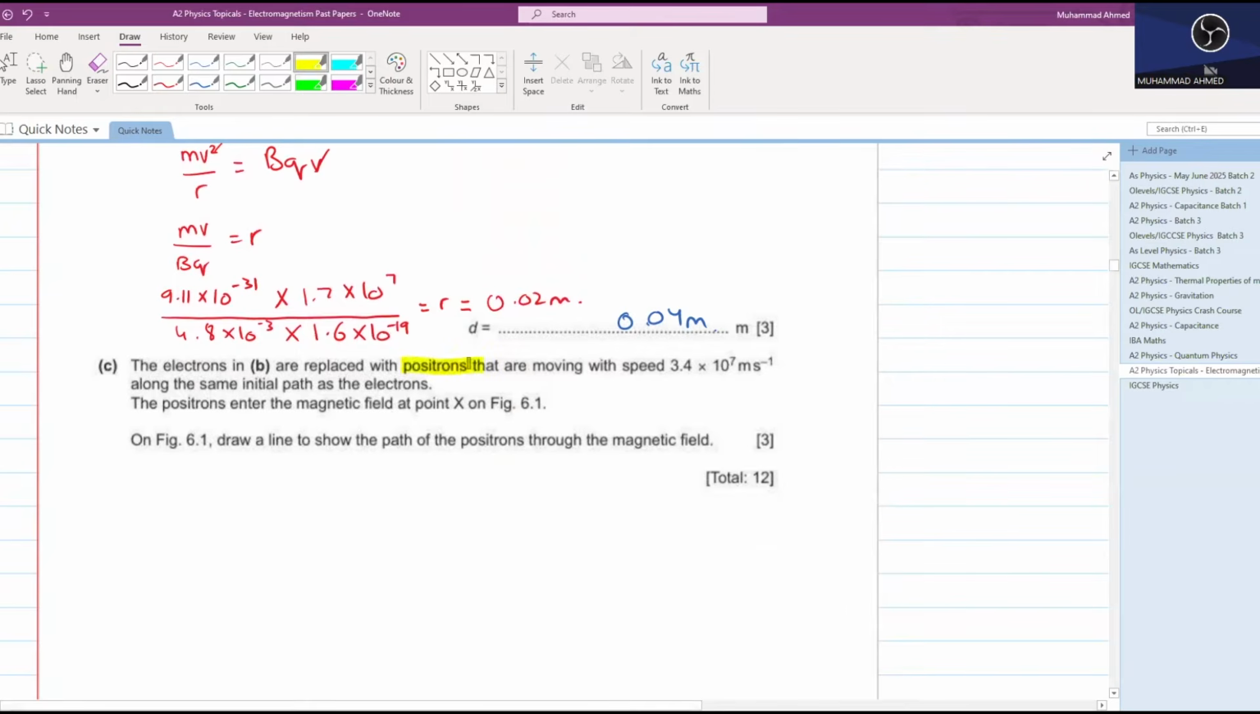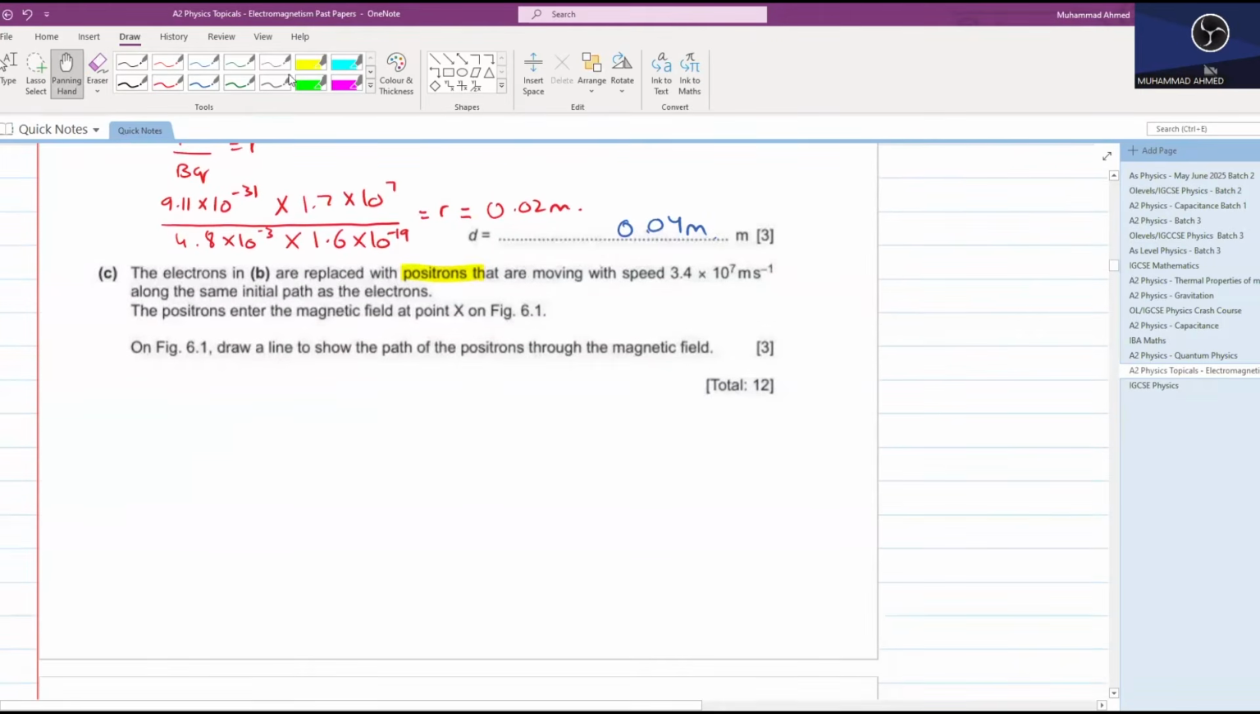The electrons in B are replaced with positrons. Positrons have a positive charge, moving with a speed of 3.4 into 10 raised to the power of 7. The positrons enter the magnetic field at point X on figure 6.1. On figure 6.1, draw a line to show the path of the positron through the magnetic field. So let's compare electrons and positrons.